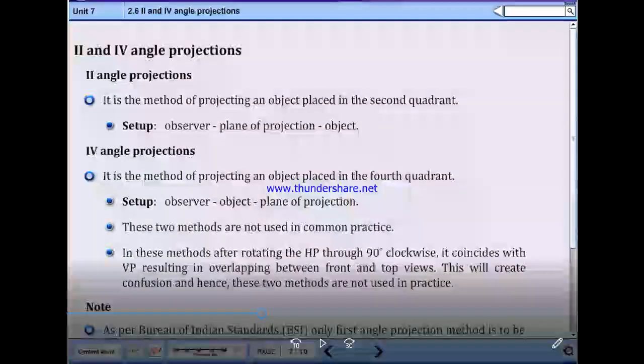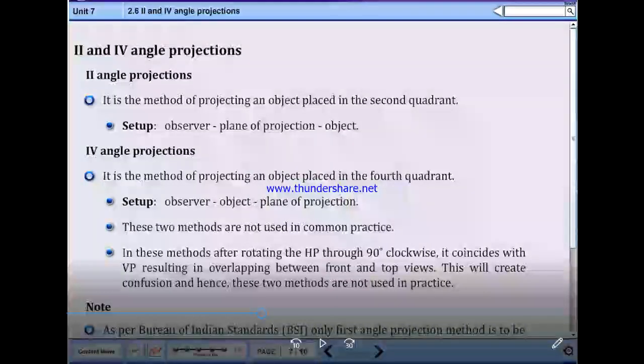Second and fourth angle projections. Second angle projection is a method of projecting an object placed in the second quadrant. Setup: observer, plane of projection, object. Fourth angle projection is the method of projecting an object placed in the fourth quadrant. Setup is observer, object, plane of projection. These two methods are not used in common practice.